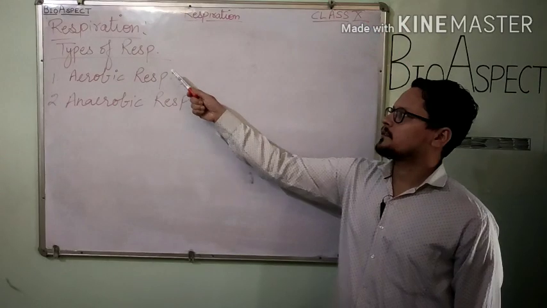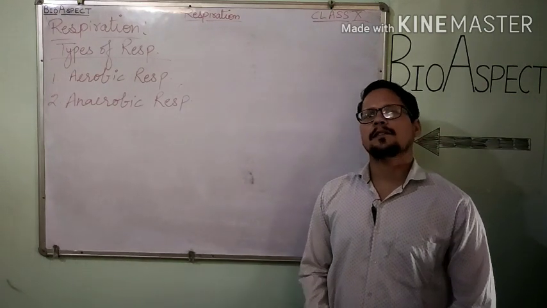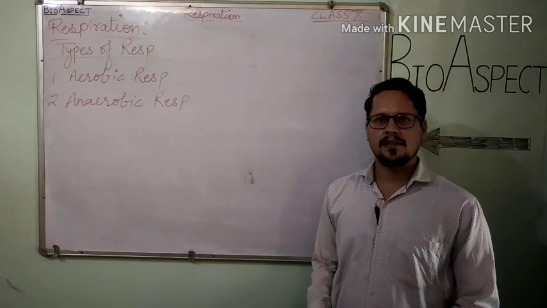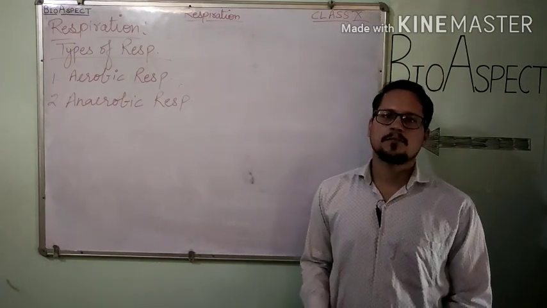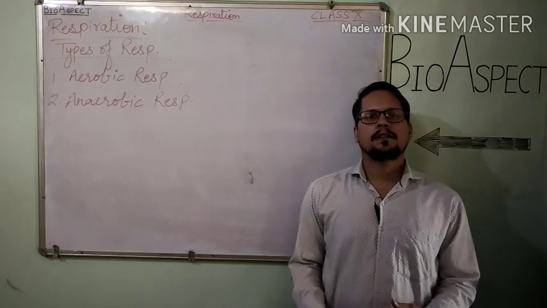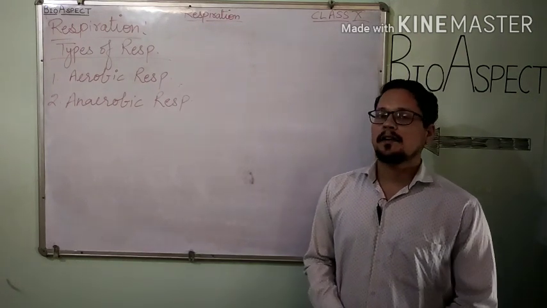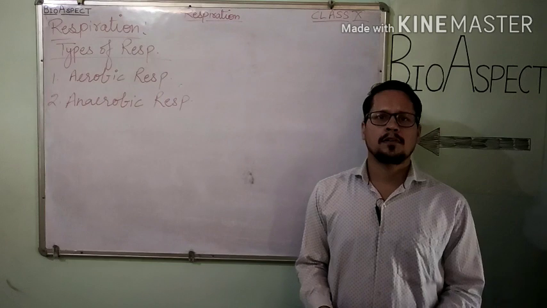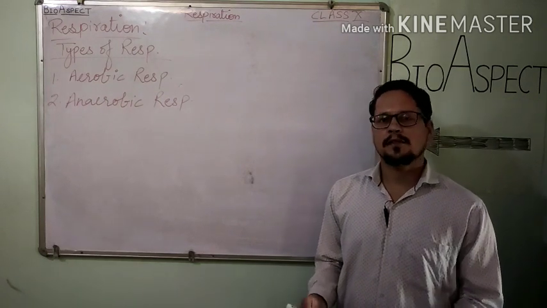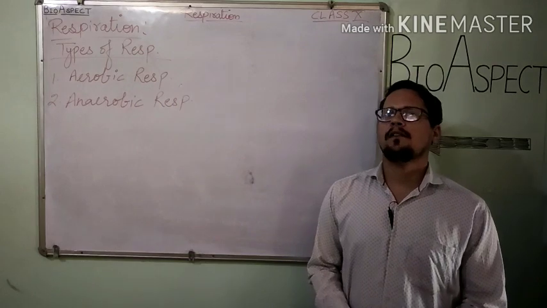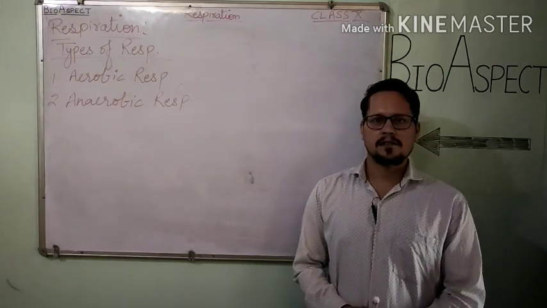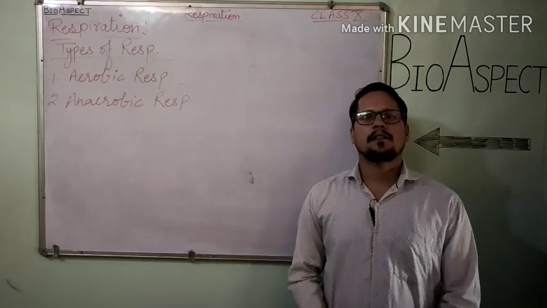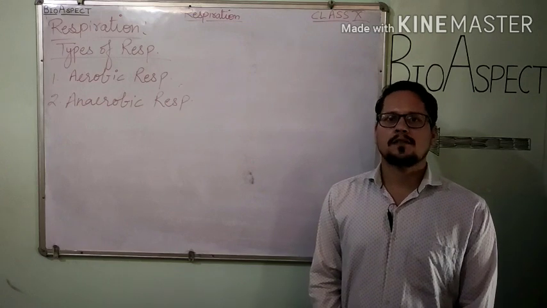Here are the types of respiration. On the basis of availability of oxygen, respiration is divided into two parts, aerobic respiration and anaerobic respiration. Aerobic respiration occurs in the presence of oxygen and it is found in mostly multicellular organisms like all the insects, birds, mammals, human beings, plants, etc. 38 ATP of energy is released during aerobic respiration. Second one is anaerobic respiration. This occurs in the absence or lack of oxygen.